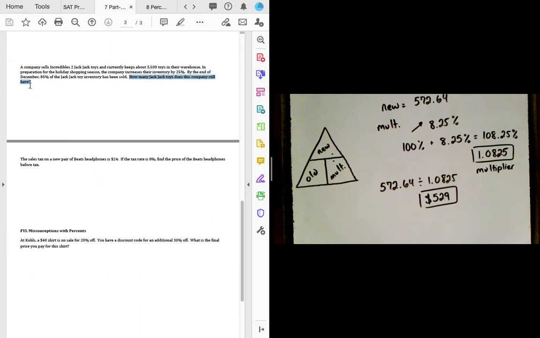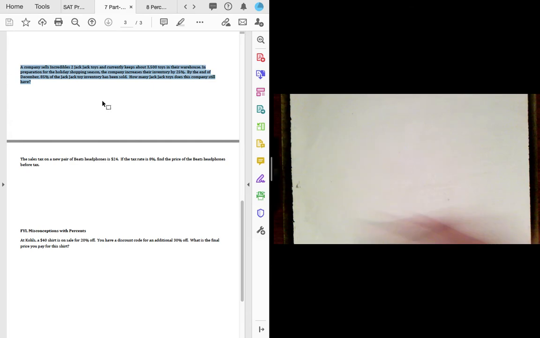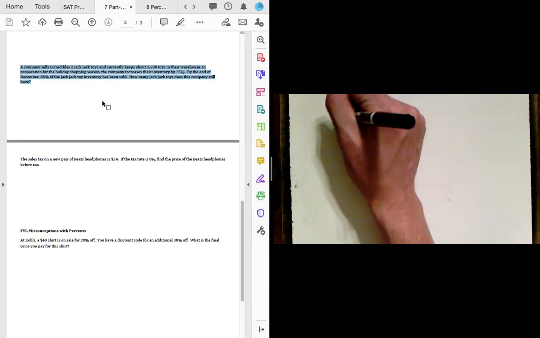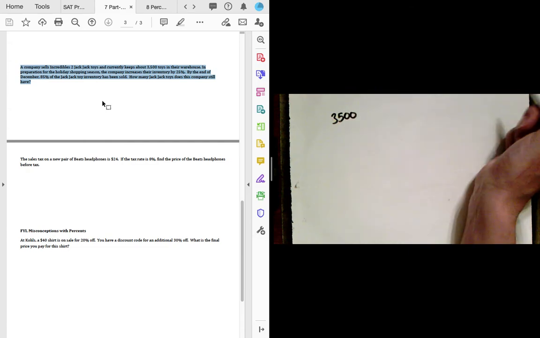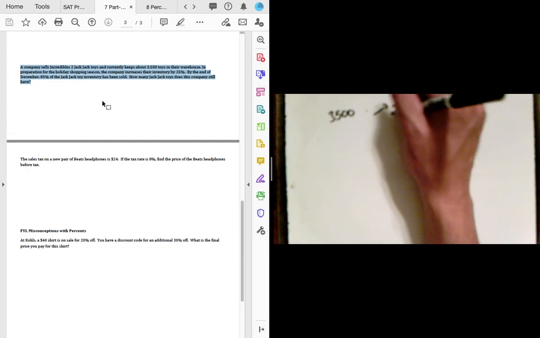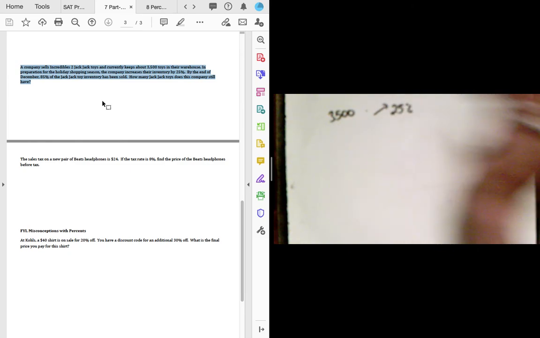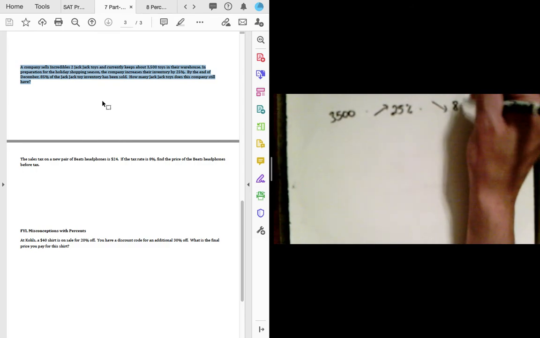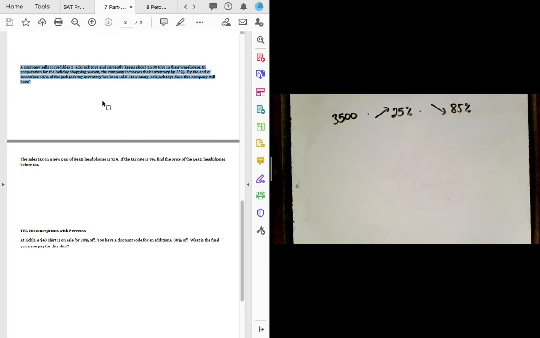Now I have one more that I want to do, and that is going back to section 7 and looking at the Jack-Jack problem one more time. Remember in the Jack-Jack problem what we were doing. We started out with 3,500 toys. Then we had an increase of 25% to get ready for the holidays. And then we had a decrease of 85% because we sold a bunch of that material.